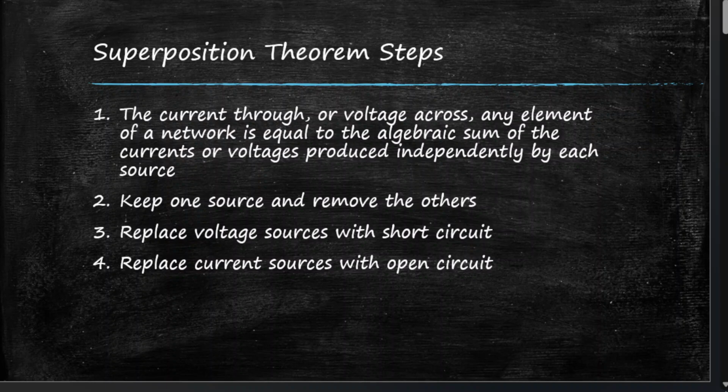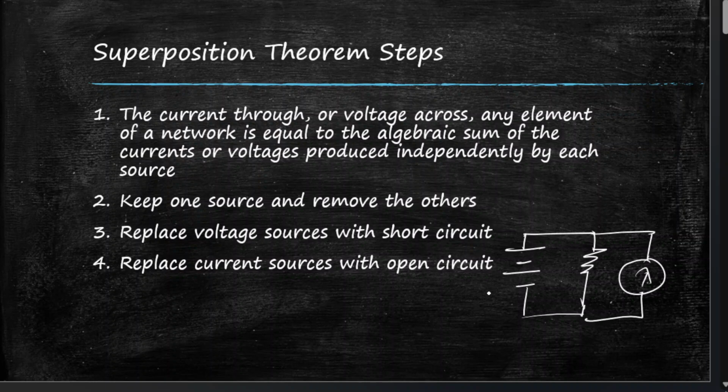The current through or voltage across any element of a network is equal to the algebraic sum of the currents or voltages produced independently by each source. Now what does that exactly mean? First let's draw a circuit or a network with two sources. It can be multiple sources, many more. Just for simplification, I'm saying two sources.